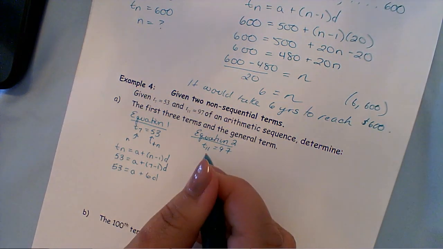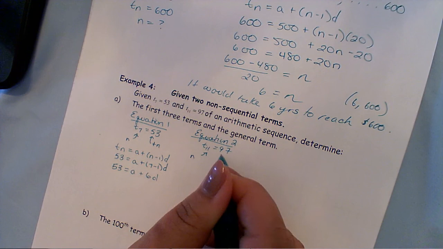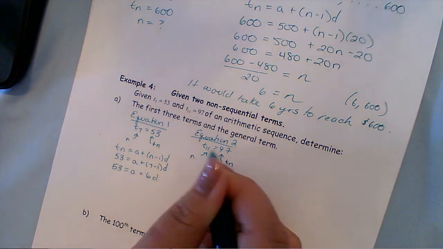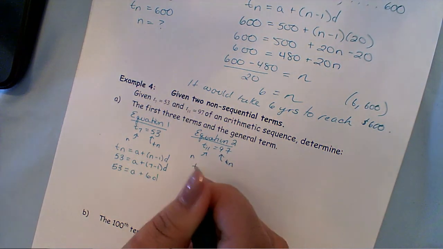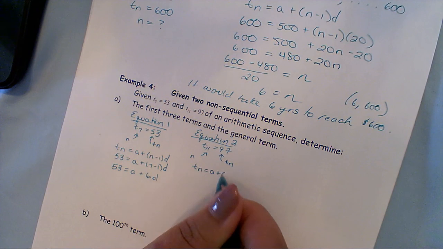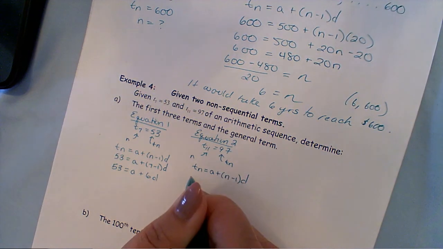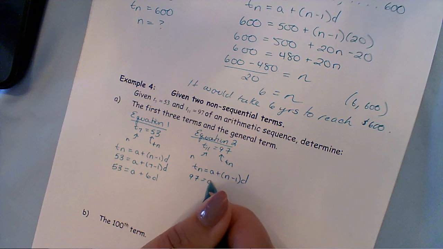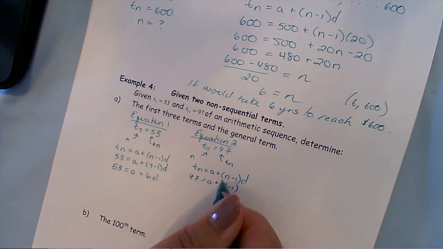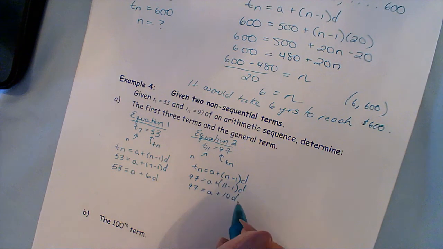I'm going to repeat on this side. So again, the 11 is the n. The value sitting in the 11th spot is 97. Tn equals a plus n minus 1 d. 97 equals a plus 11 minus 1 d. Most people will just go 97 equals a plus 10d.